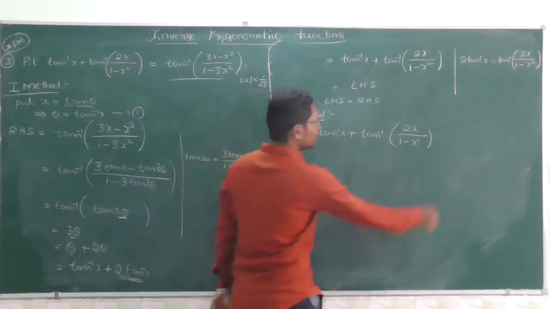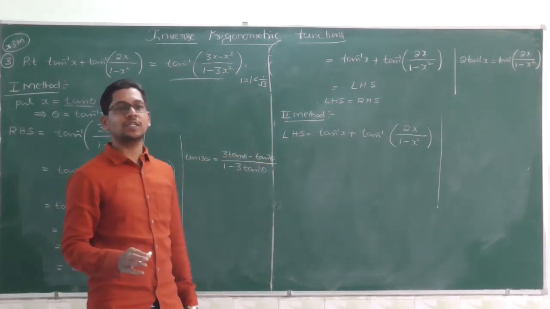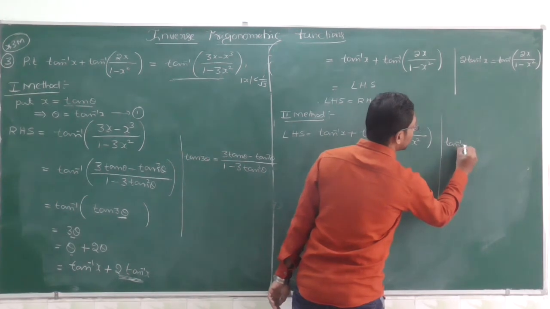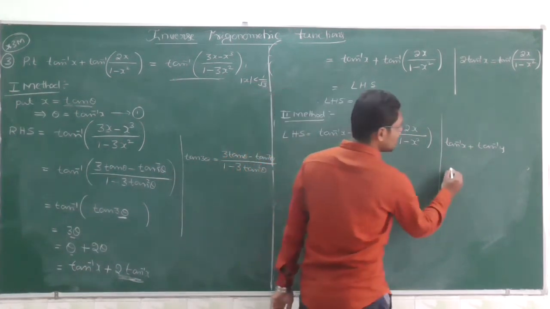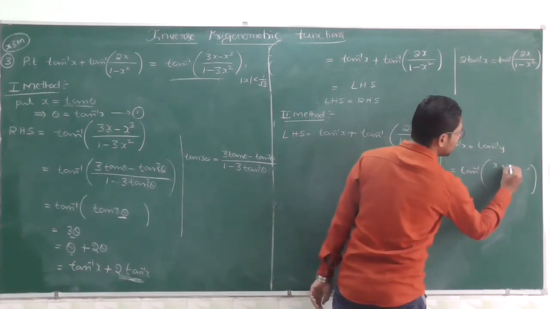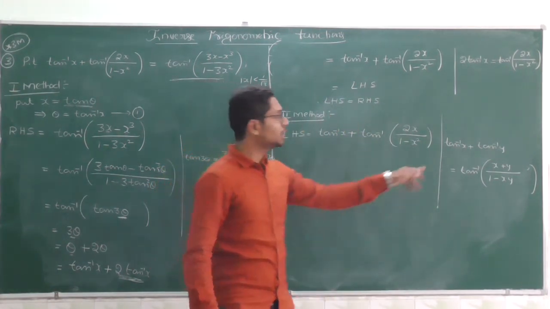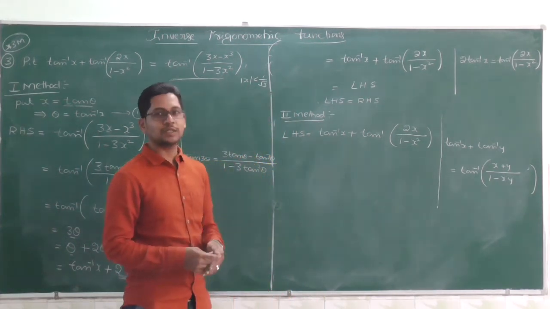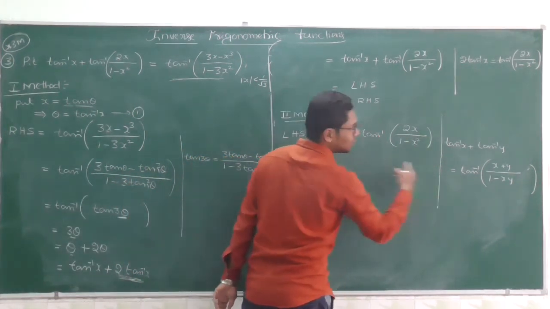Now we have the property, you just recall it: tan inverse x plus tan inverse y, where xy is less than 1, is equal to tan inverse of x plus y by 1 minus xy. This is the property we have. Tan inverse x plus tan inverse y is tan inverse of x plus y by 1 minus xy, right? You just apply this property here.